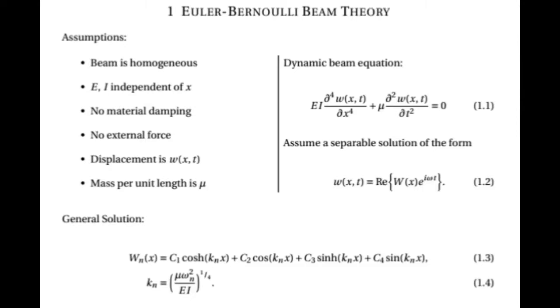We begin with the Euler-Bernoulli dynamic beam equation. Because the beam is homogeneous, Young's modulus and the area moment of inertia are constant. It is assumed that material damping is negligible and that there are no external forces on the system. The equation is solved by assuming a separable solution for the beam displacement.